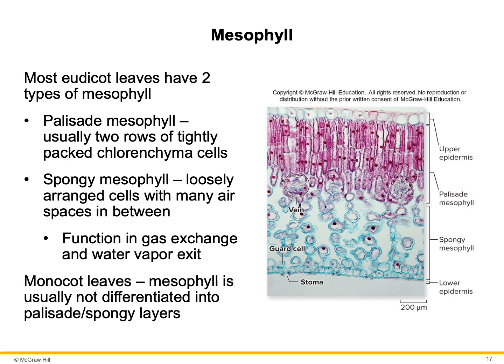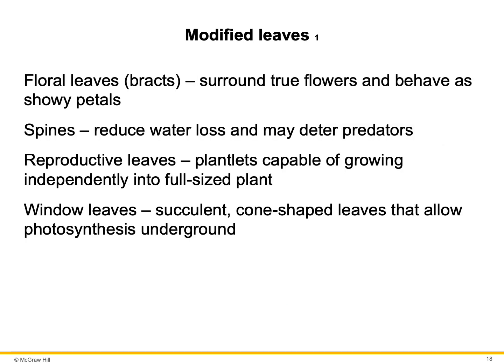The mesophyll of monocot leaves is not differentiated into palisade and spongy, and often they have little distinction between upper and lower epidermis, and monocots have distinct cells surrounding their vascular tissues. You might have heard about this. Their carbon fixation is a little bit different, C3 and C4, so that is one of the distinct features of monocot leaves. And lastly, let's look into modified leaves.